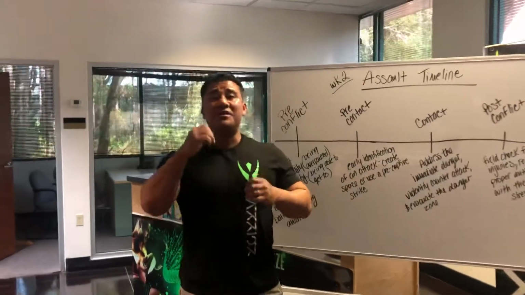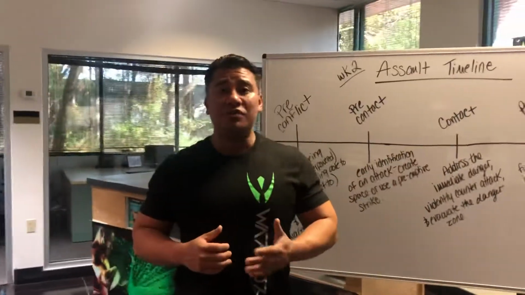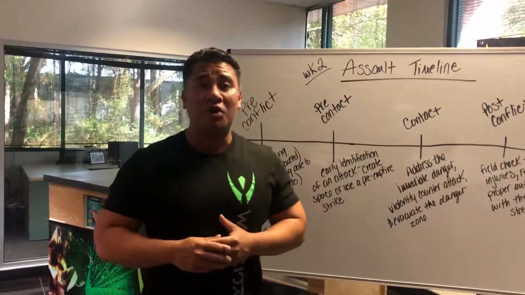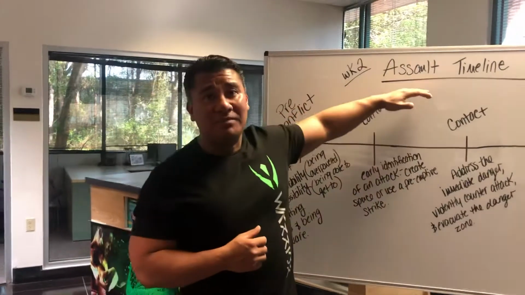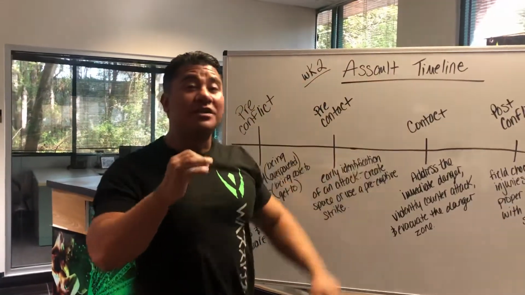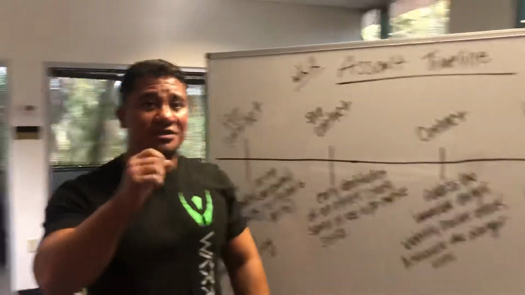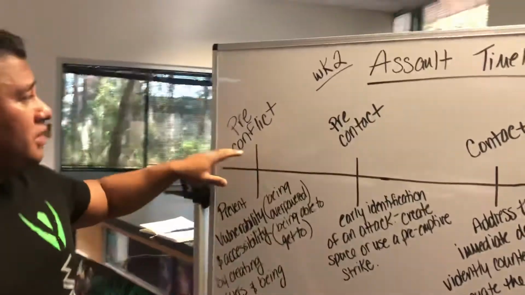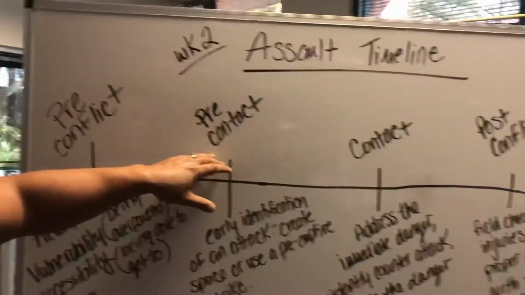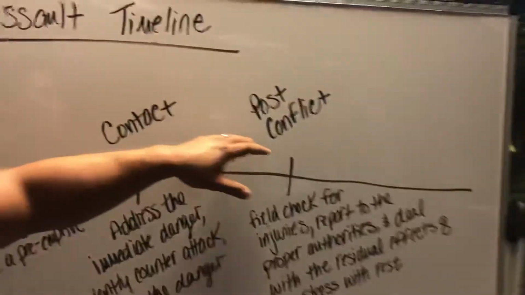I want to cover the knowledge domain for this week, week number 2, for all of you instructors and students out there at home. This is going to be our assault timeline. Now there's 4 moments of time related to self-defense. That's not just the actual critical incident. We have the pre-conflict stage, pre-contact stage, contact stage, and post-conflict.